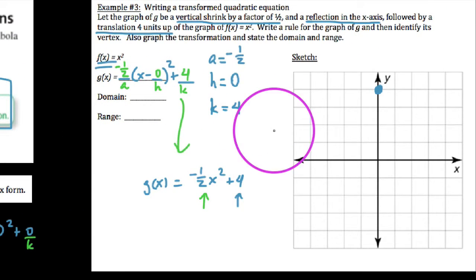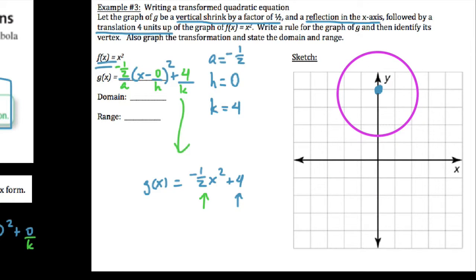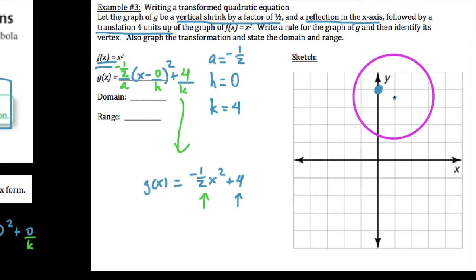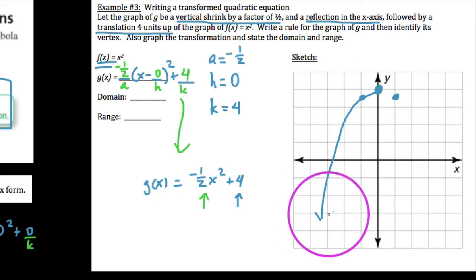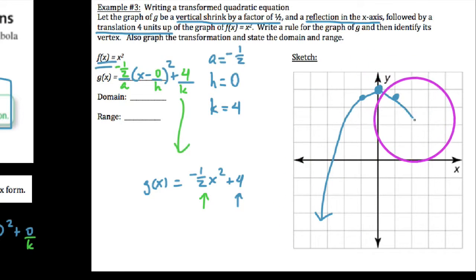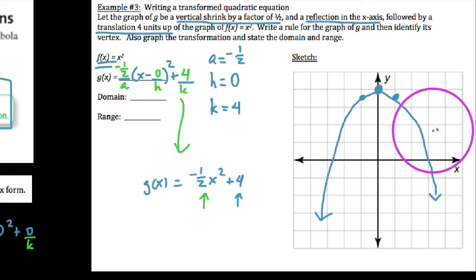And the fact that this is negative, meaning it's opening downward, means that from this point we're going to go down a half, right 1. And because this has symmetry, we're also going to go down a half, left 1. And then very, very carefully we're going to sketch in our curve. Okay, so here's our curve. This is g of x.